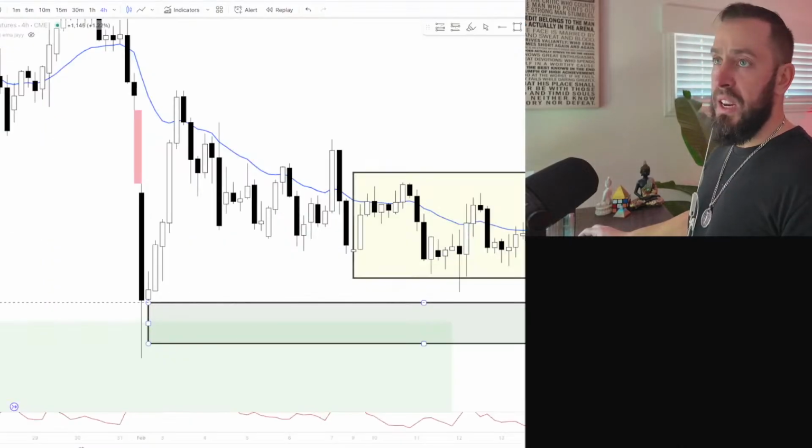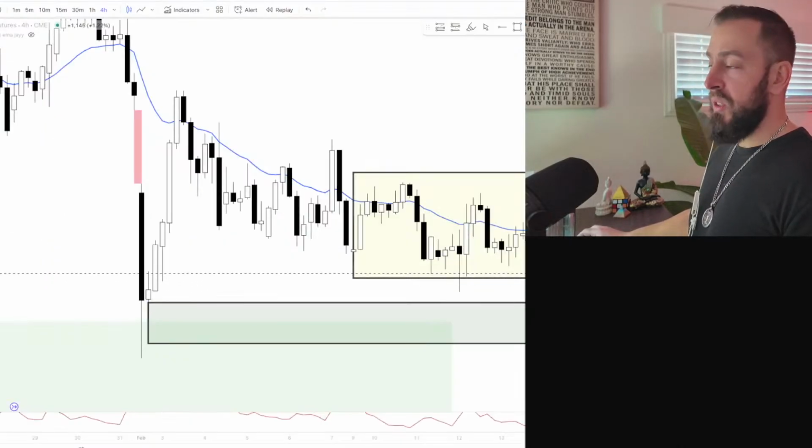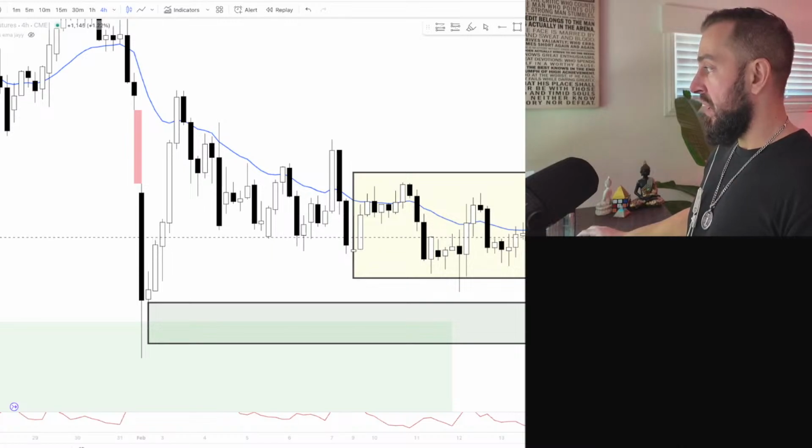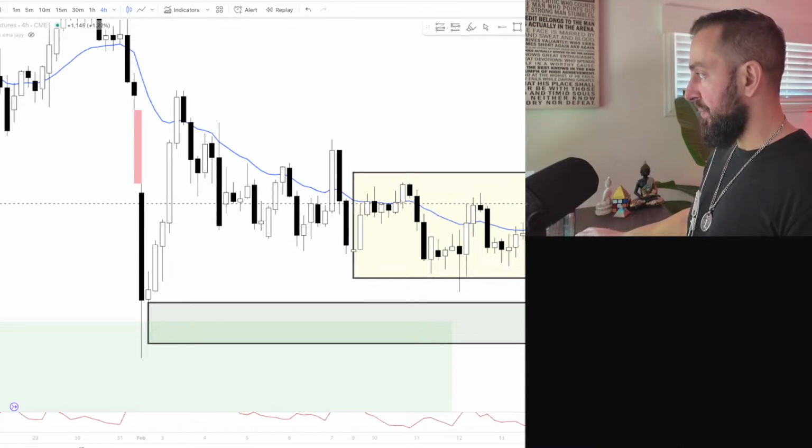If you entered long here after this bull close, your risk would be relatively small and you would be able to get a decent profit target on that trade, right? The trade would look like this. You could put your stop loss a couple ticks below that bull close, and you could go for, say, 1 times your risk. You could go for 1.5 times your risk, right? And there you go. Let's see if we got 2 times risk.